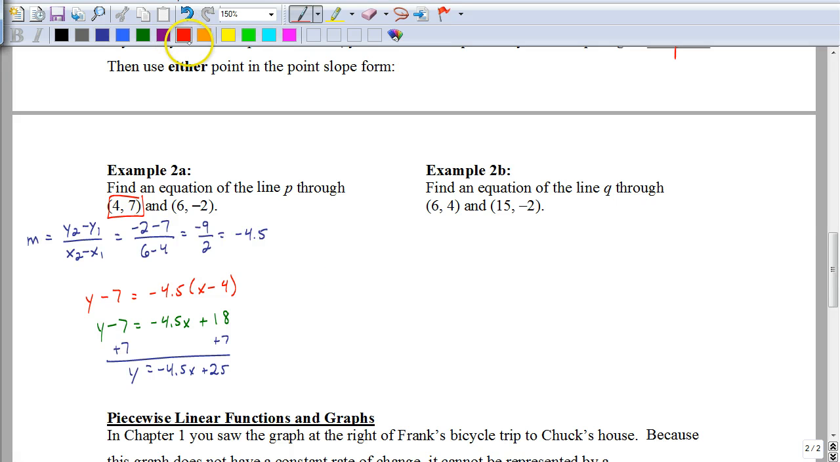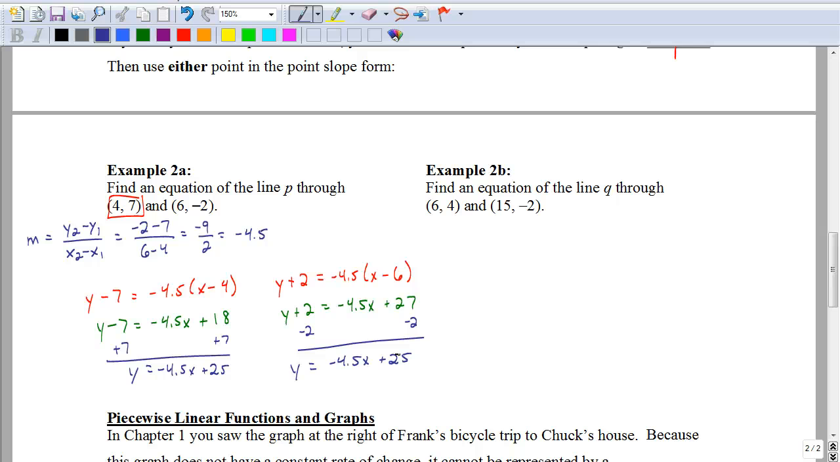Now I just want to show you again that it doesn't matter which points you use, because if I would have used the other points, I would have taken y minus negative 2, which becomes y plus 2, equals my slope, which is negative 4.5, times x minus my x, which is 6. Because now if I distribute negative 4.5 through, negative 4.5 times negative 6 is a positive 27. But this time I would subtract 2 from both sides. Which gives me negative 4.5x plus 25. So again, it does not matter which order you do it in.